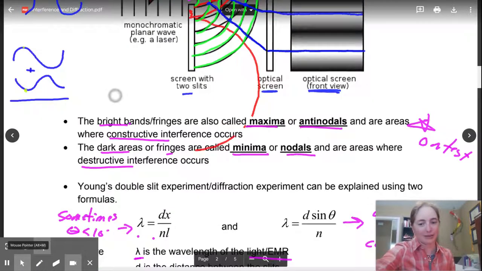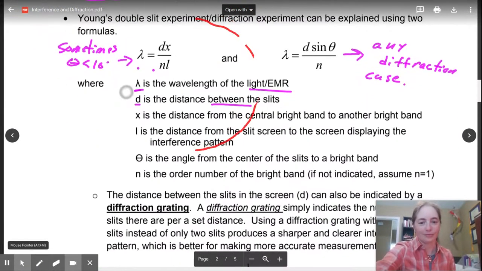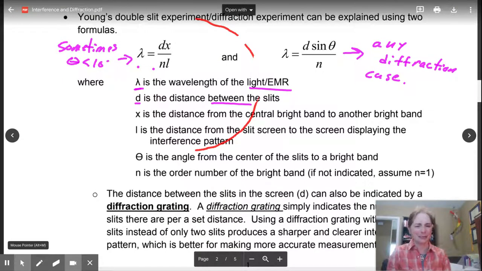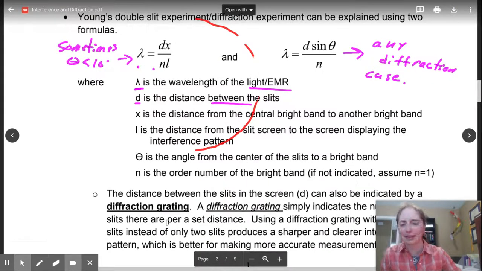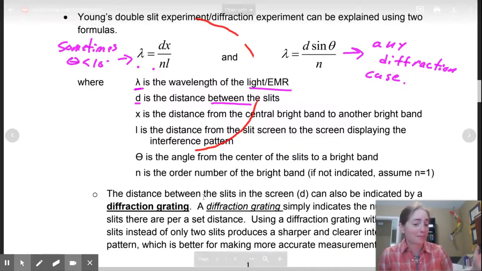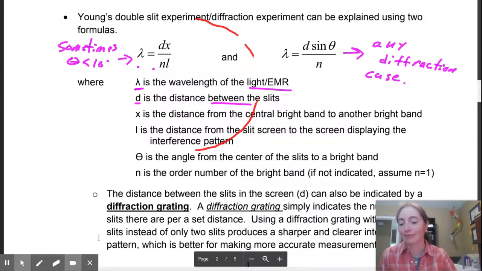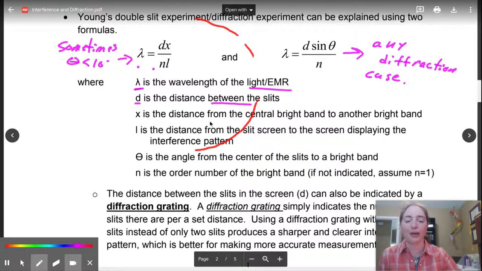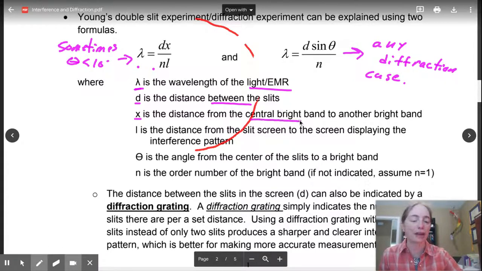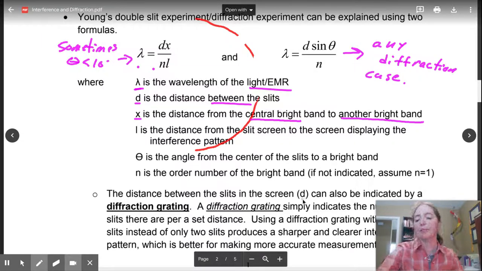Okay, back down. And that red line is back. I swear, it's possessed. Like I told you guys, I've broken the internet. Okay, so X is the distance from the center bright band to another bright band. Okay, so I'm going to scroll back up and we're going to talk about X.